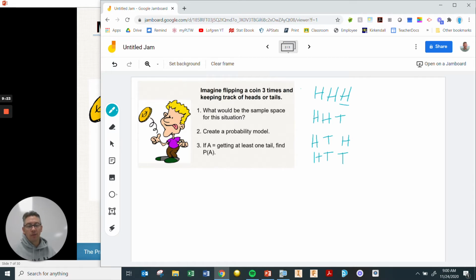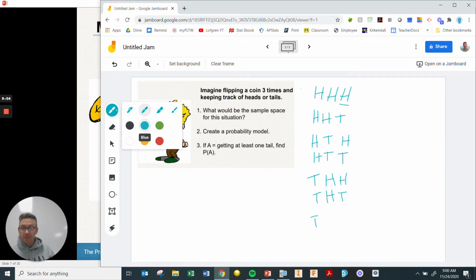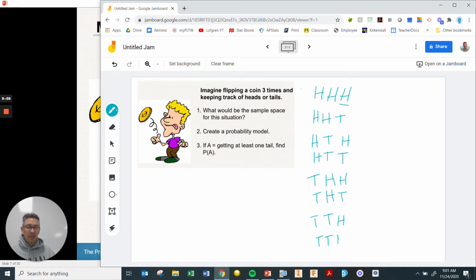So now I've got that 2nd coin flip set as a tails. What if I change the 1st coin flip? Well, what if it was a tails? Well, I could go tails, heads, heads. I could go tails, heads, tails. And now I could also do tails, heads... yep, already did that one. Got to erase. We could do tails, tails, and heads. Go back to my pen here. And then we could do tails, tails, tails. Okay, in the end, we should have 8 total outcomes.